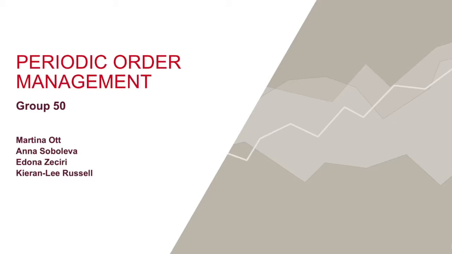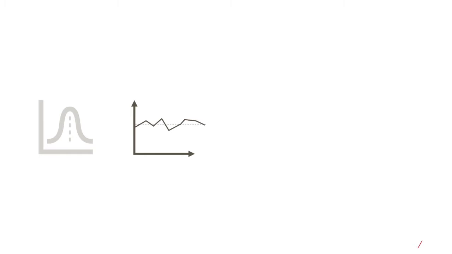This video is a short summary of the periodic order management and covers specifically the order up to model. In order to apply the order up to model for a certain good, a few assumptions have to be made. First, the demand of the products has to be random but still relatively constant over time. Therefore, there is no overall upwards or downwards trend or seasonality to be observed.